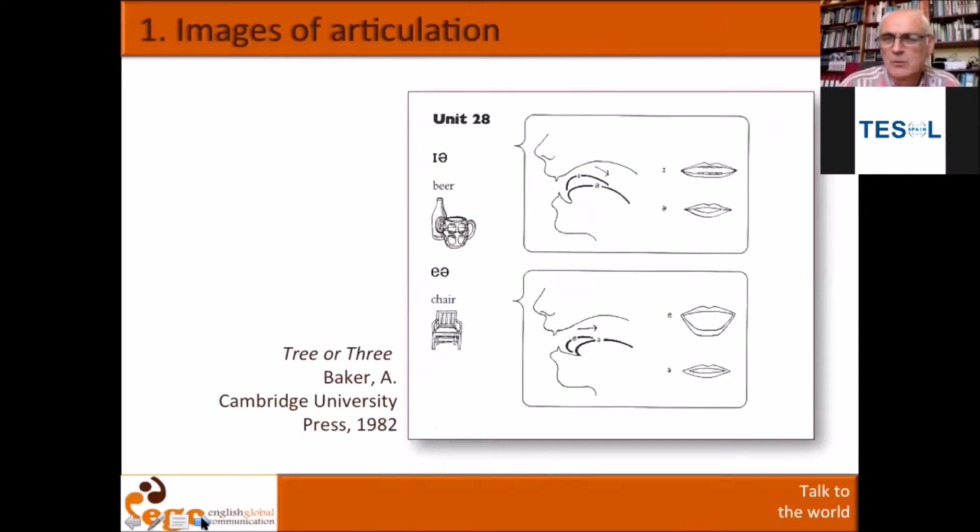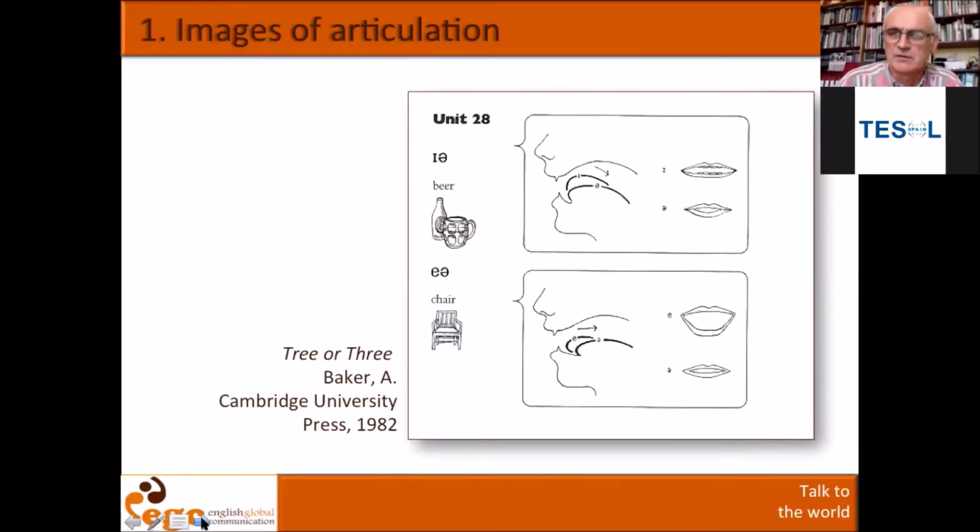I would also add that I am very nervous about the pictures of lips. Because if I go ear, my lips barely move. And if I go air, again, my lips barely move. And what I have found with a lot of the images that are available commercially is that they focus on things that I'm not too sure are actually central to making a sound successfully.